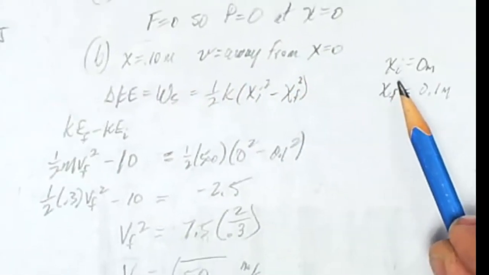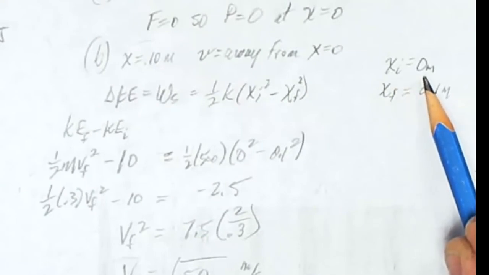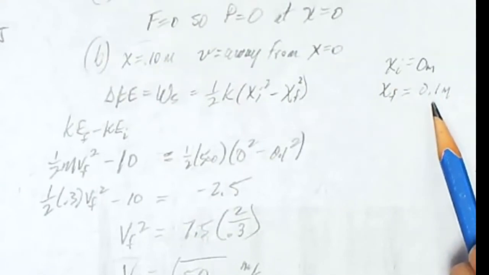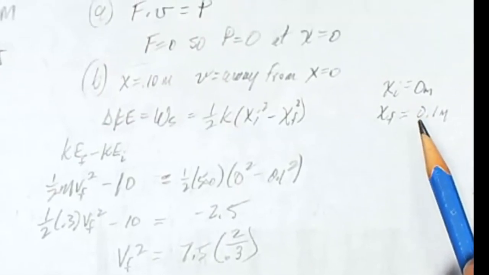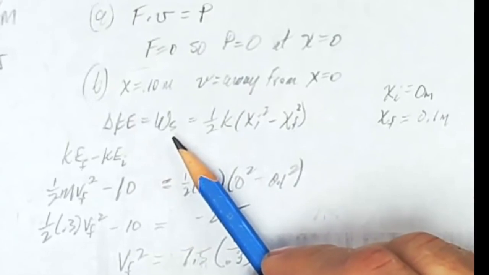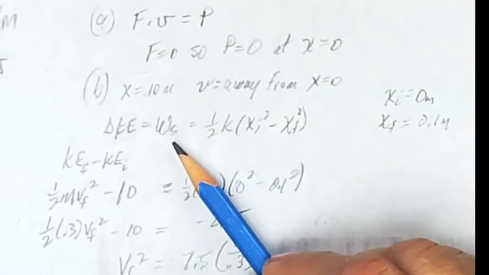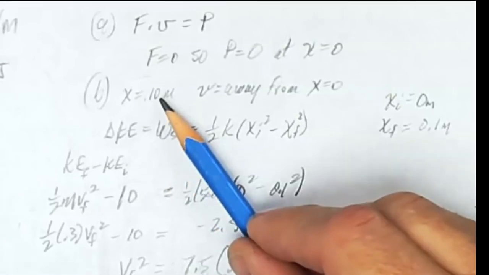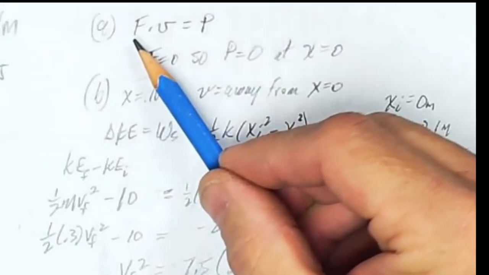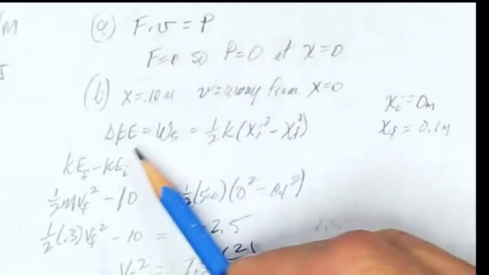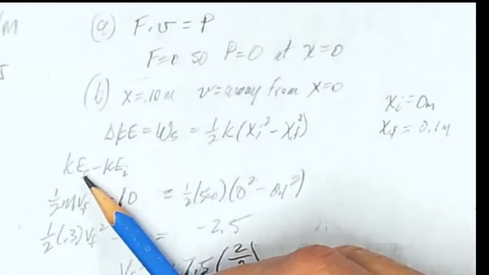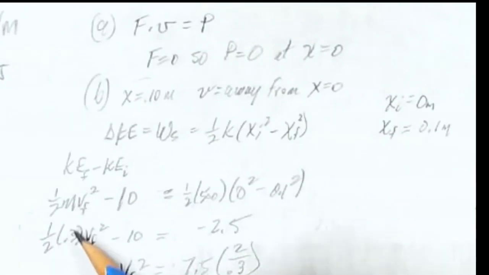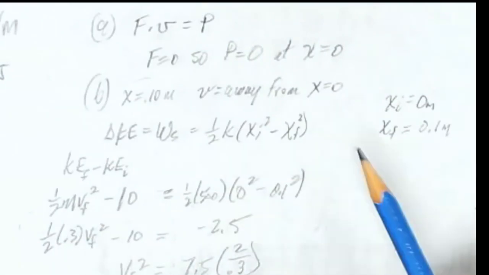So I'm going to choose my initial position to be at the equilibrium point and my final position to be at the point in question, the 10 centimeter mark, because what I want to do is find the change in kinetic energy from those 2 points, and I know that's equal to the work done by the spring. My goal here is to find how fast it is moving at that 10 centimeter point. I can find the force using Hooke's law, and the velocity is what I'll find using the work kinetic energy theorem right here.